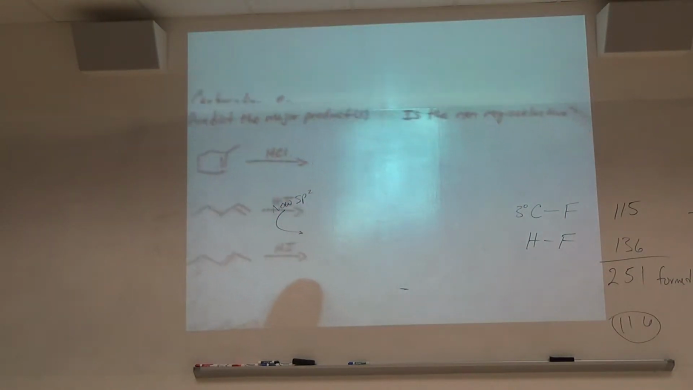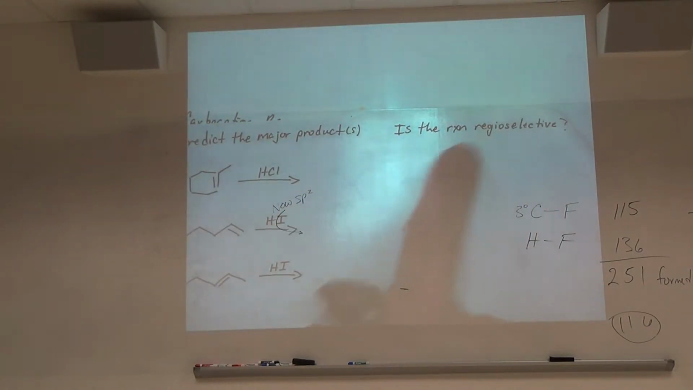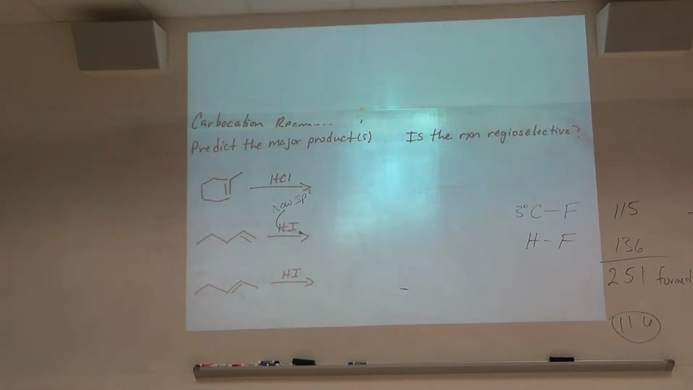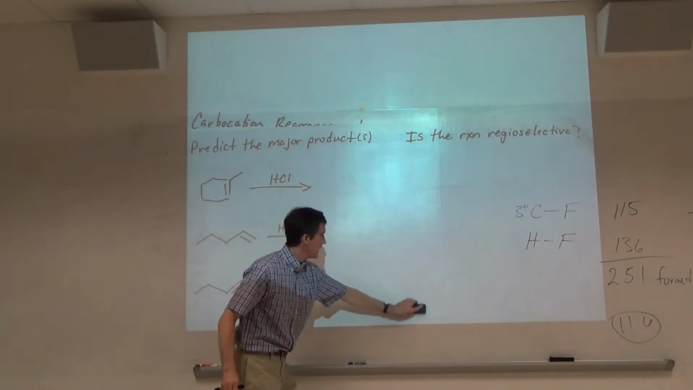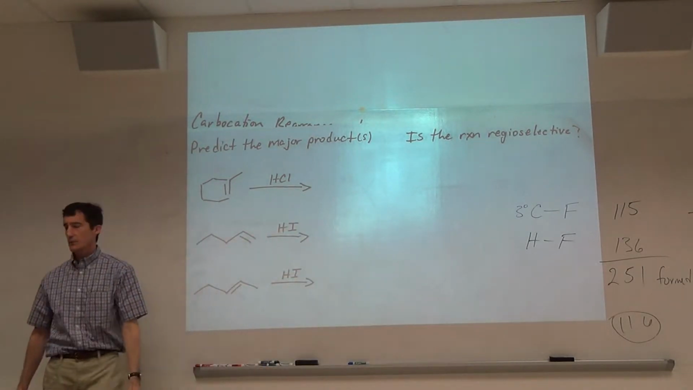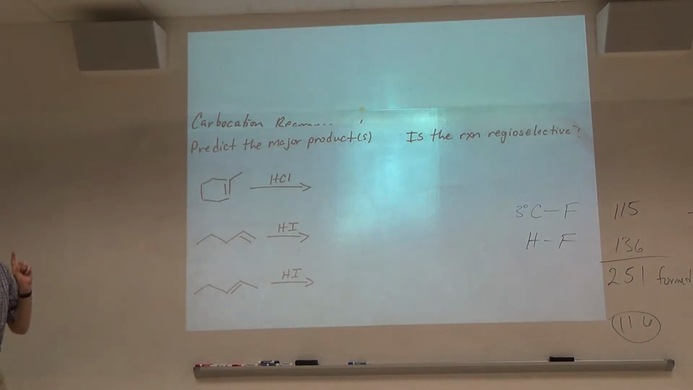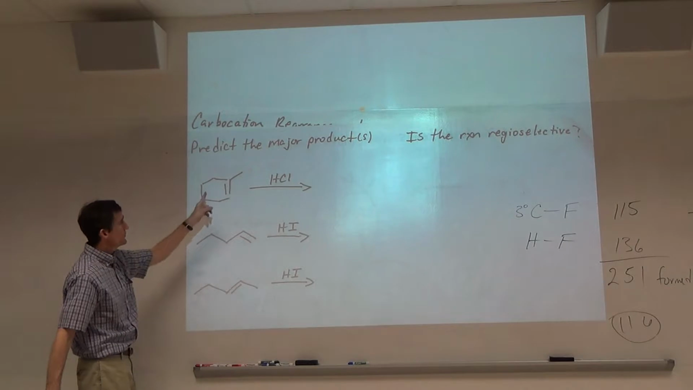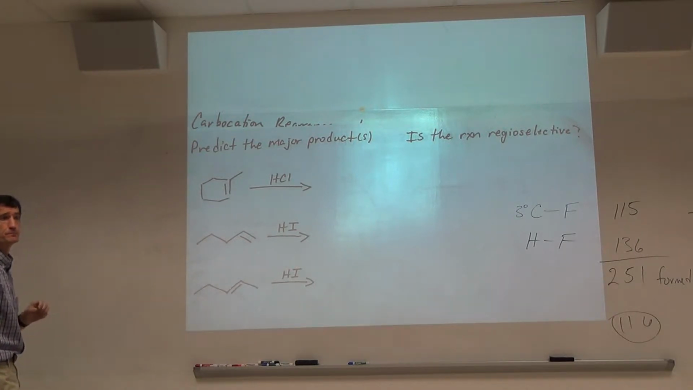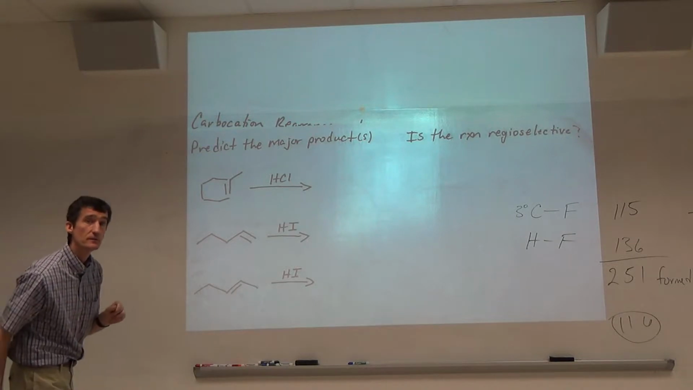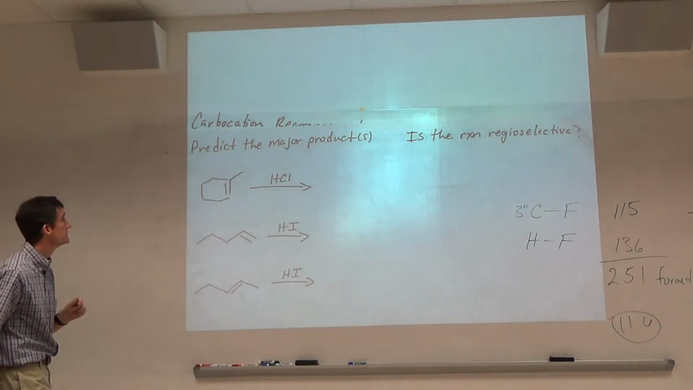Predict products here. Tell if the reaction is regioselective or not. So alkenes react with HX to give an addition product, where you got an H and an X added across the pi bond. What's the product here? Somebody got it? Should have done all these or tried all these. Add HCl to the tertiary. You're adding what to the tertiary carbon? Add the Cl to the tertiary carbon.